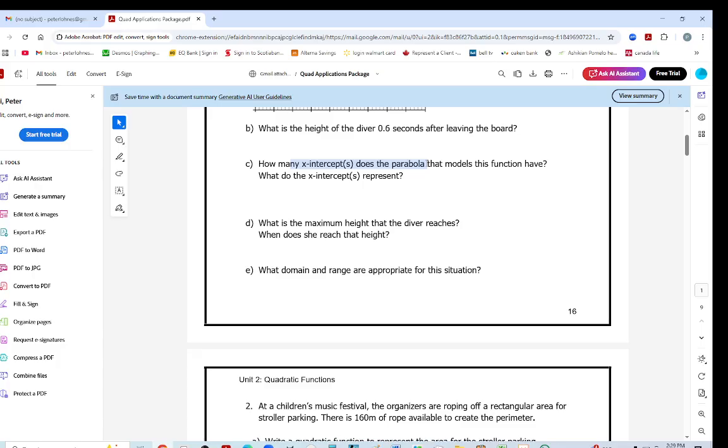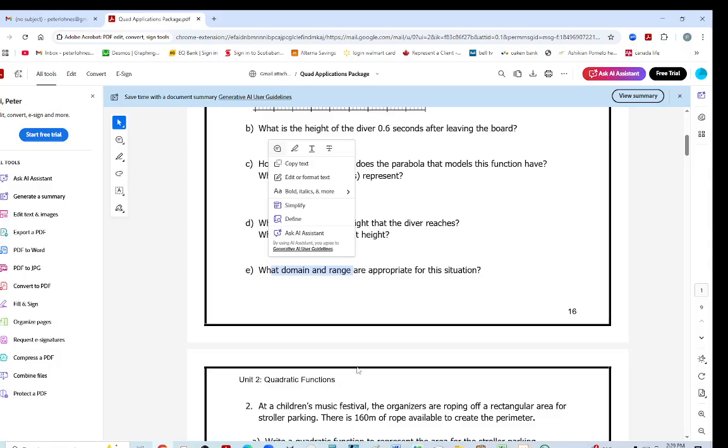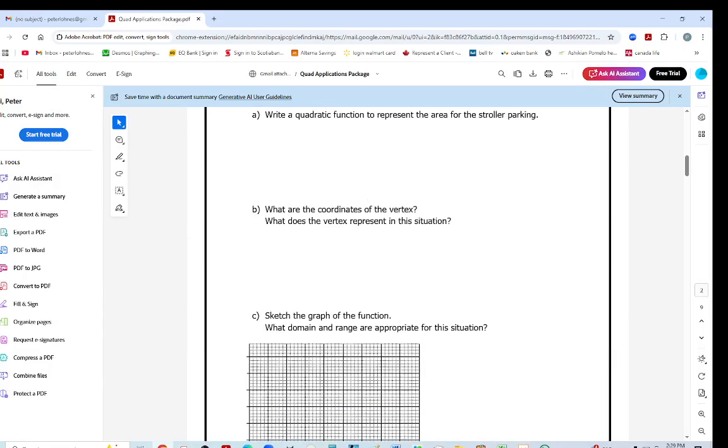How many x-intercepts? It has 2, but only 1 matters. What's the maximum height? 5.36. When does she reach this height? 0.69 seconds. What's the domain? 0 to 5.37 for the range, and the domain is 0 to whenever they hit the water. I think they hit the water at 1.3 or something. And so that's the first question.